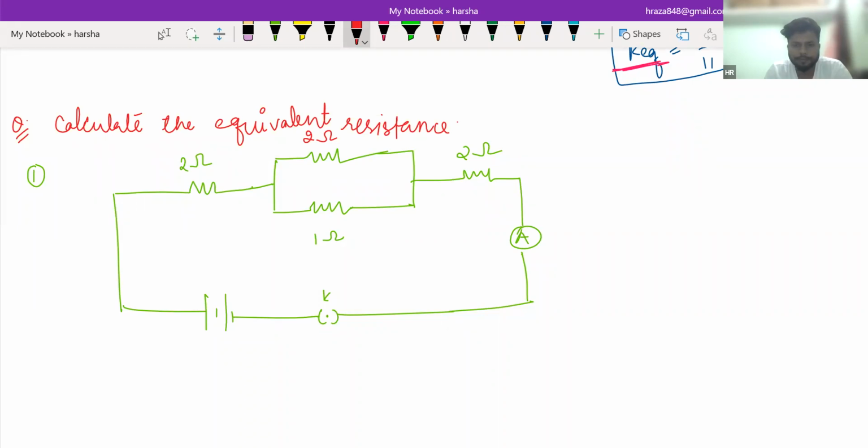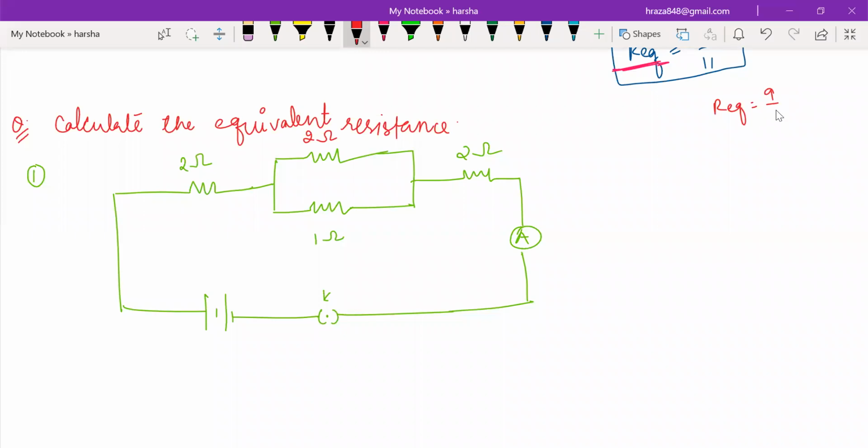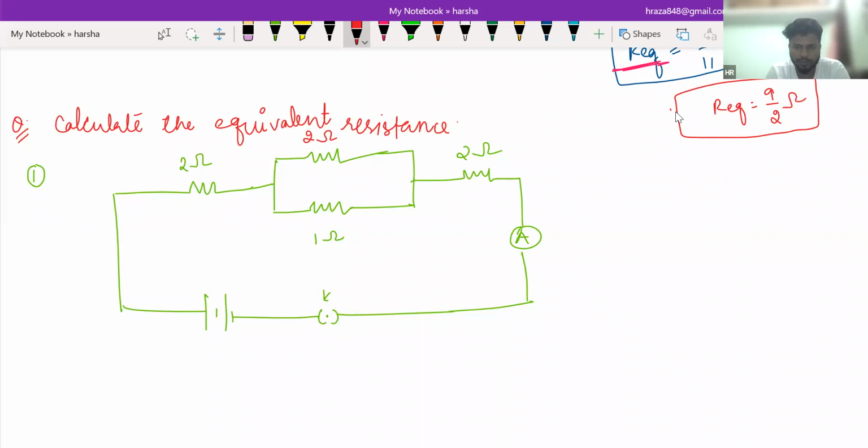Harsha, done? No, sir, doing. Okay. Hamna, Abdullah, yes, sir. Sir, is it 9 by 2 ohm total? Yes, sir. R equivalent. The first answer is 9 by 2 ohm. Any other answer or the same answer from anyone?